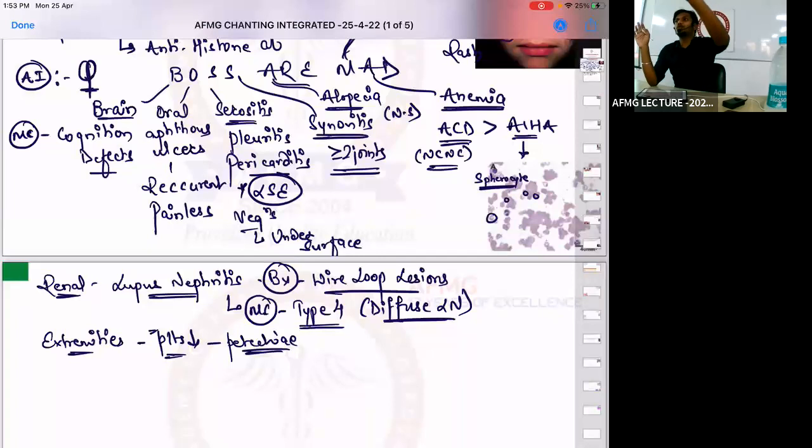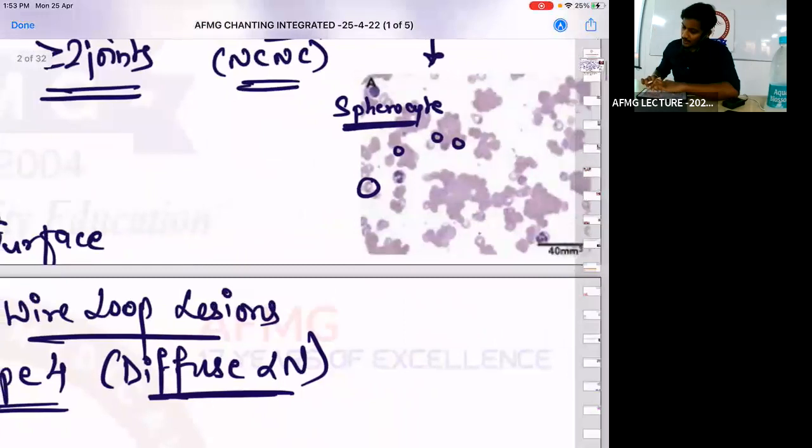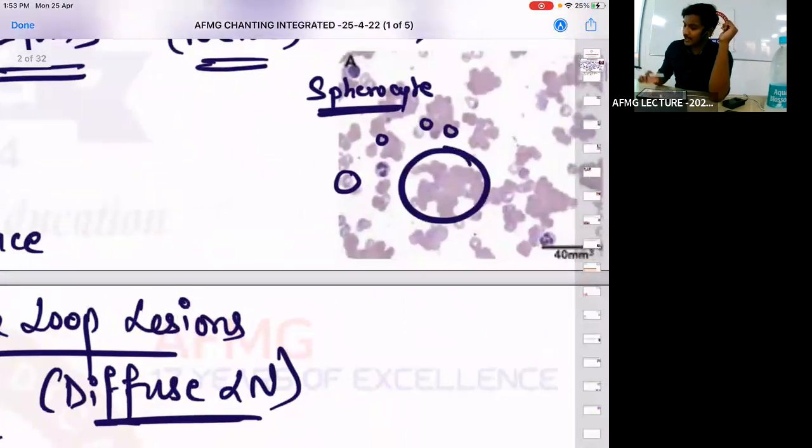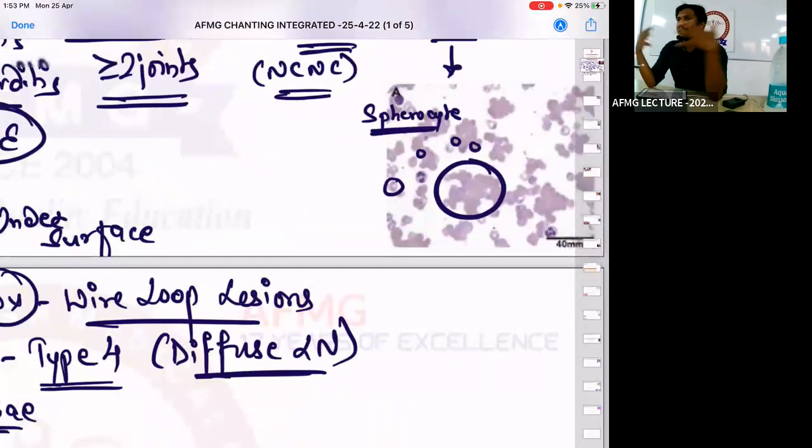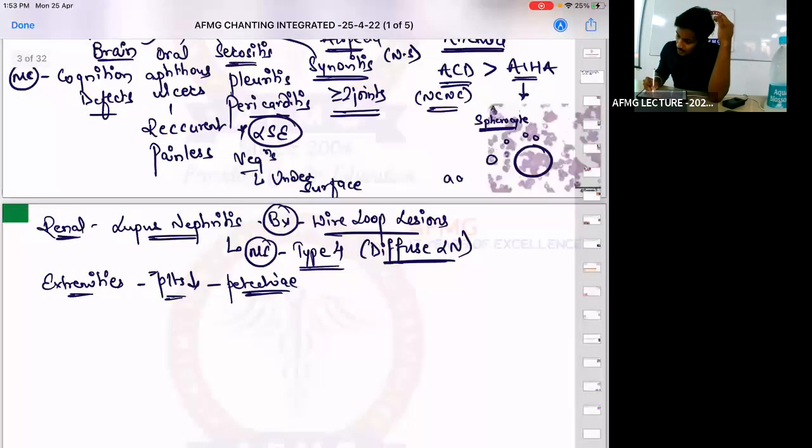Okay? So spherocytes are seen in 2 conditions: in childhood, and in adulthood, autoimmune hemolytic anemia. No issues with this. Along with this, here you can see the RBCs are almost stuck to each other. Okay, and when RBCs stick to each other, this is called agglutination. So agglutination is a feature of autoimmune hemolytic anemia.